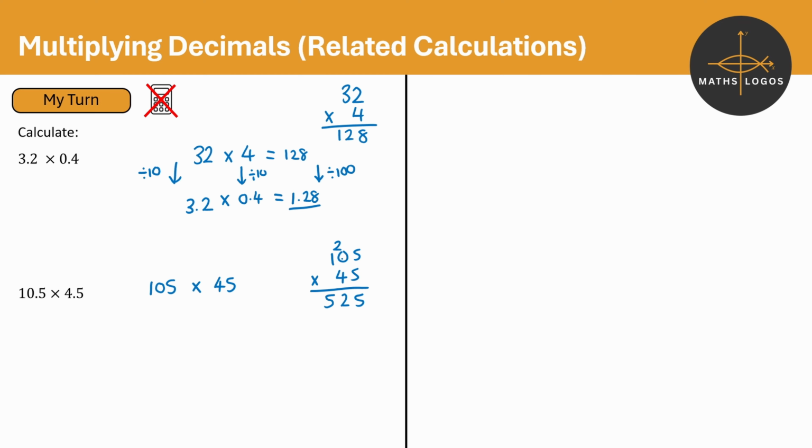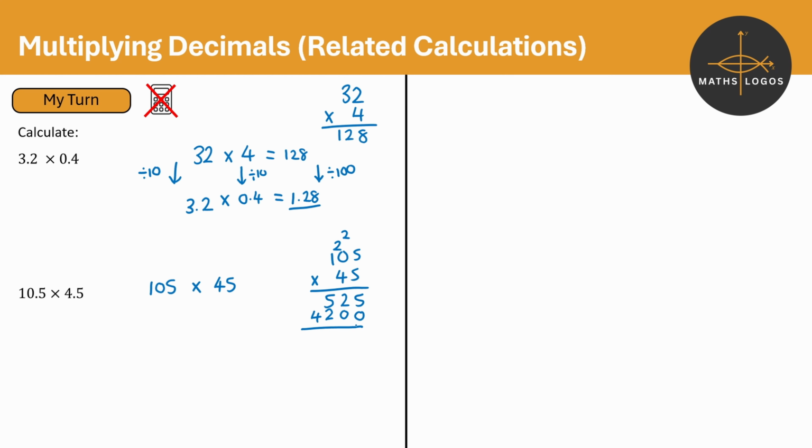Before I start doing my 4 multiplied by everything, I need to put down a 0, because remember the 4 is in the tens column. 4 multiplied by 5 is 20. Again, I've got another 2. 4 multiplied by 0 is 0. Add on my 2 to give me that. And then I'll do 4 multiplied by 1 to give me 4.